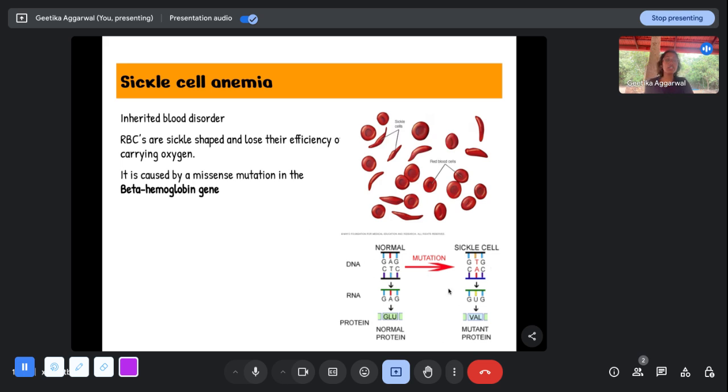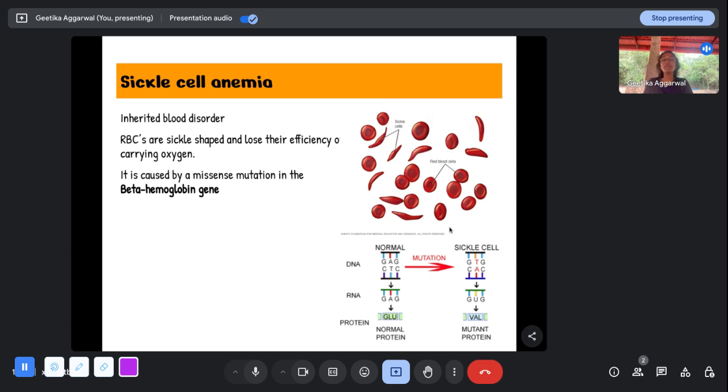The mutation that leads to sickle cell anemia is one in which, as you can see, the normal codon is GAG, which codes for glutamic acid. But in the mutated one, it gets altered to GTG, which in the mRNA is GUG, and codes for valine. So glutamic acid is now replaced by valine. This one amino acid change leads to the sickle cell anemia disorder.